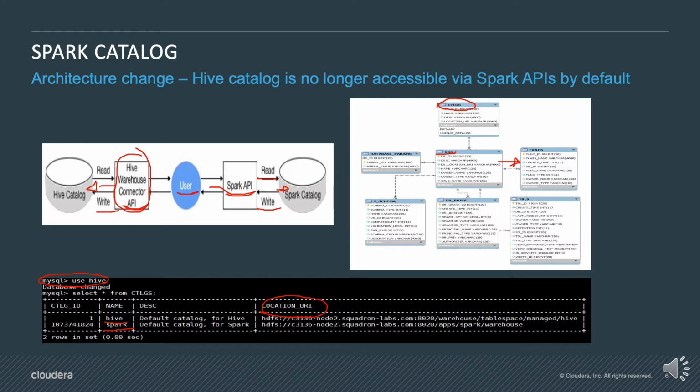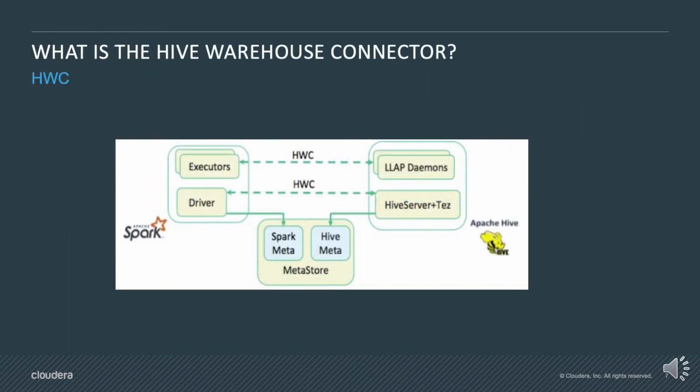What is the Hive Warehouse Connector? The Hive Warehouse Connector is a Spark library or plugin that is launched with the Spark application. It's important to understand how to use the Hive Warehouse Connector to access Hive tables from Spark in HDP3, as it is required for read and write operations on ACID tables. The Hive Warehouse Connector API is used to access any type of table in the Hive catalog from Spark.